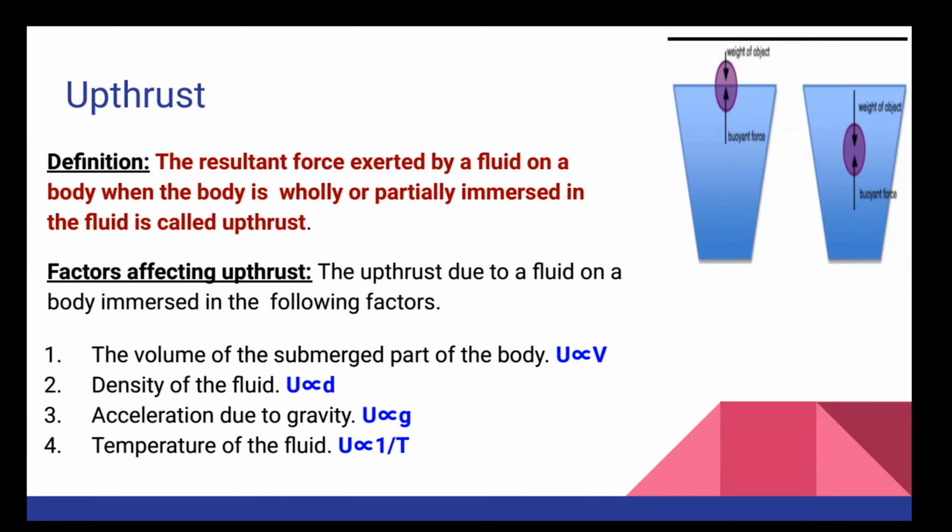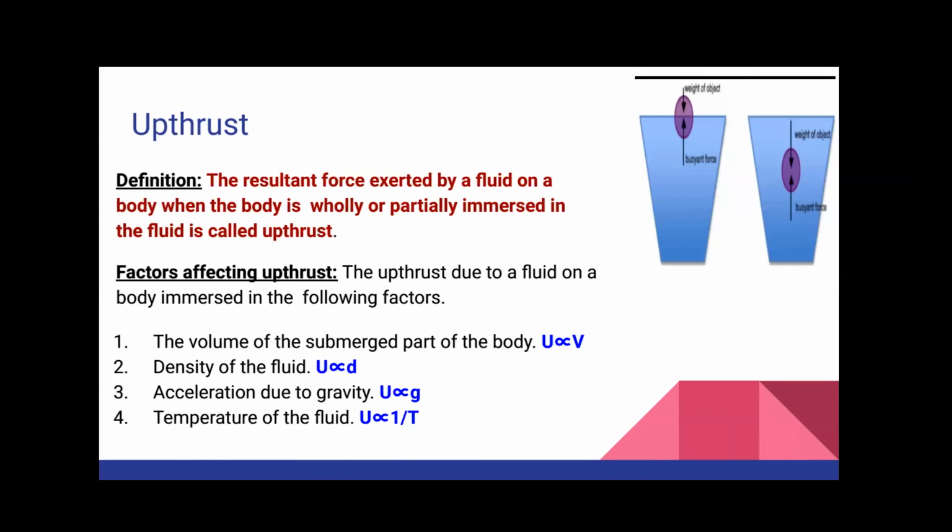And when there is an increase in volume with a fixed mass, definitely it brings a change in density, that is, a decrease in density. And with a decrease in density, upthrust decreases. So increasing temperature always decreases upthrust, because upthrust and temperature are inversely proportional.